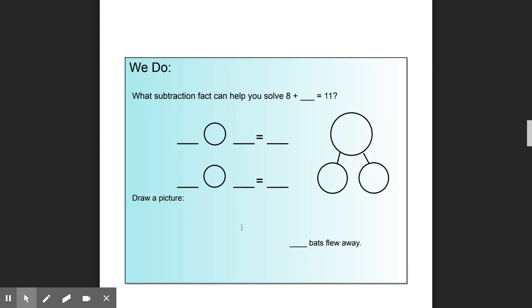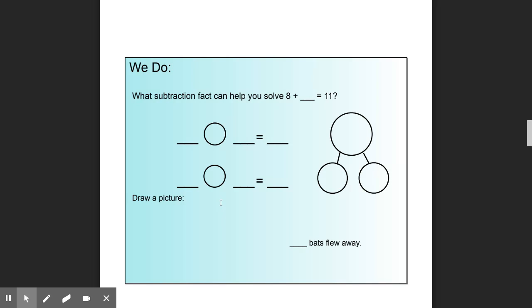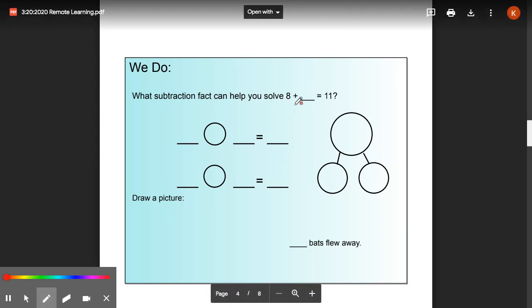Now this slide is a we do, so we are going to solve this together. What subtraction fact can help you solve 8 plus blank equals 11? Now remember, our number bond can help us solve using a subtraction problem. First, I'm going to fill in 8 plus something equals 11. Now that I have this first equation filled in, I can fill in the parts of my number bond.